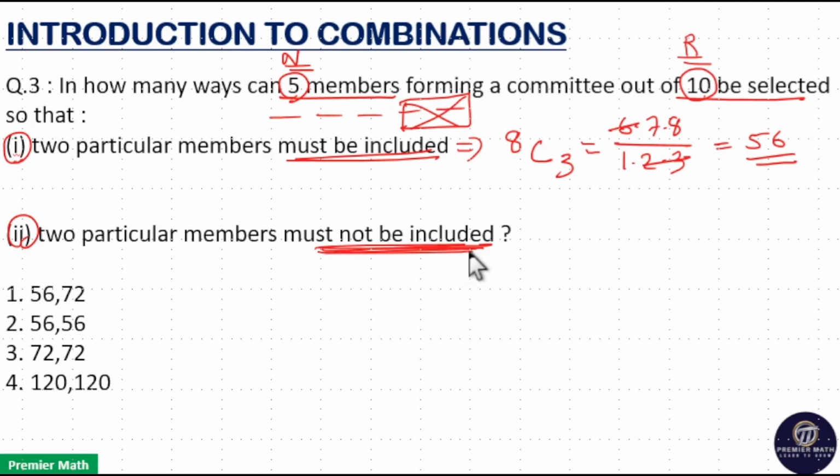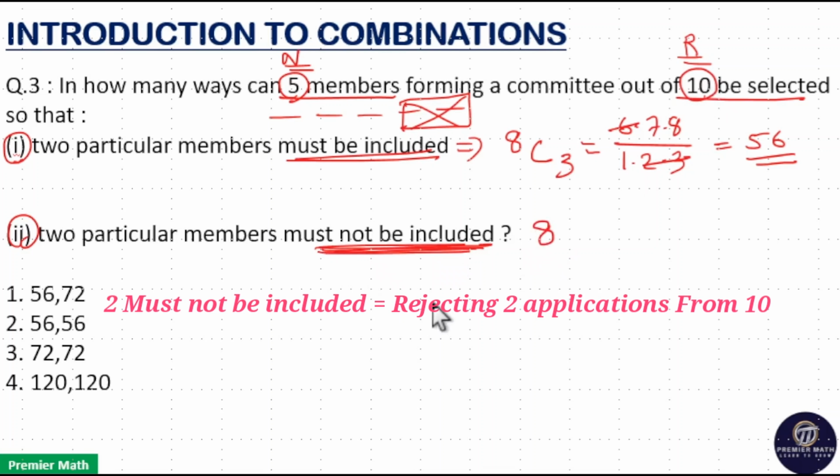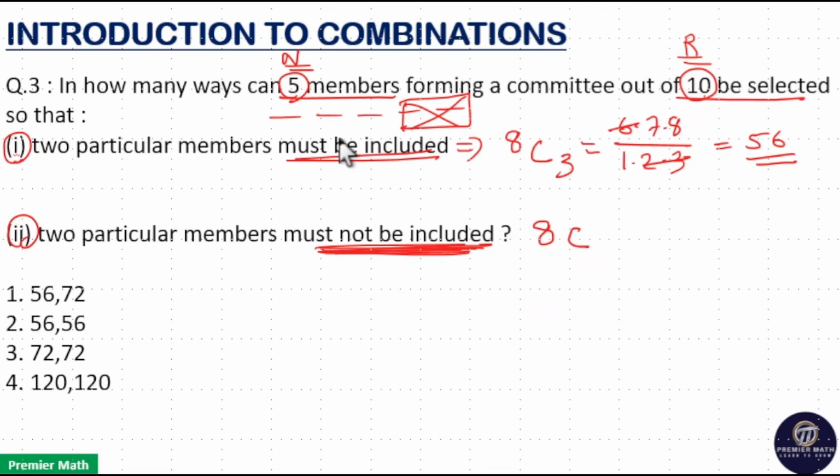Now second is 2 particular members must not be included. That is, 2 people are rejected, which means out of these 10, remaining people are 8. That is, 2 people must not be included, which means out of these 10, we have to reject 2 people. So remaining people are 8. So out of these 8, we have to select 5 members. So 8C5 is your answer. Now 8C5 is equal to 8C3. 8 minus 5 is 3. 8C3, which is also 56. So option 2 is your answer.